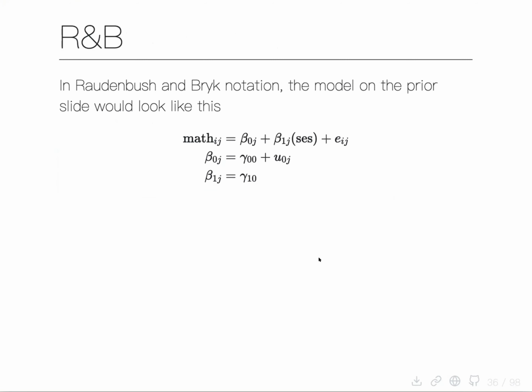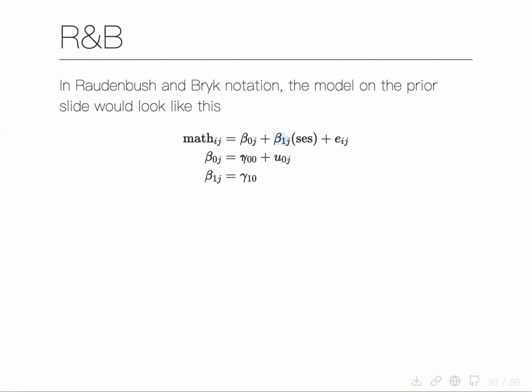In Raudenbush and Bryk notation, this model would look like this, right? So we have math score is predicted by beta 0j plus beta 1j SES. So SES is our level 1 predictor, right? Plus e_ij. And then each of these coefficients are modeled at this second level.